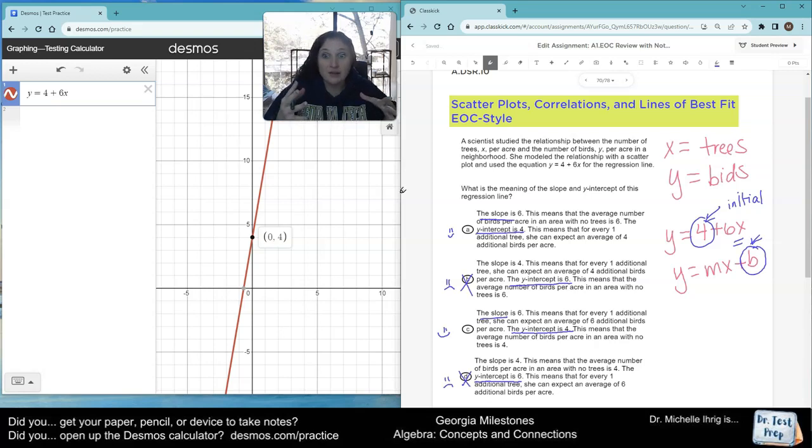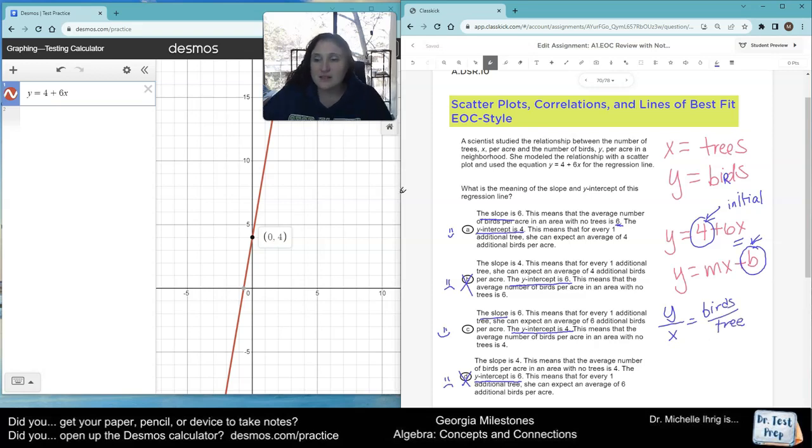Now that we know the right numbers, we have to see which words match our numbers. The slope is 6. This means the average number of birds per acre in an area with no trees is 6. Well, that doesn't make much sense, because slope tells us that every time you add an extra tree, you're supposed to get 6 birds. The slope formula is y over x, which is birds per tree.